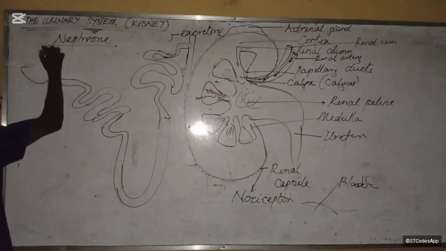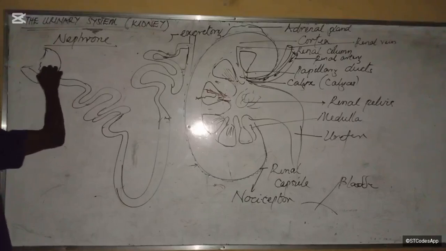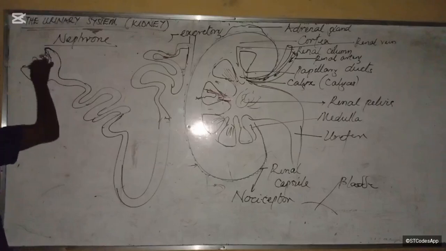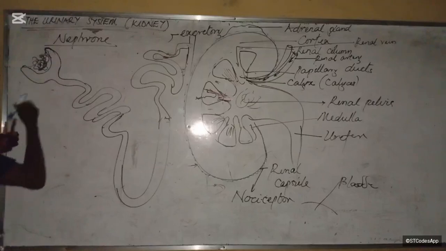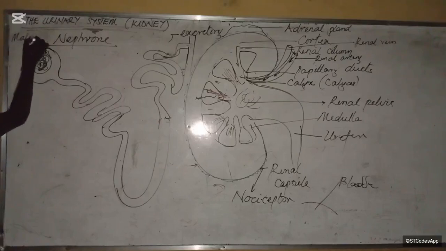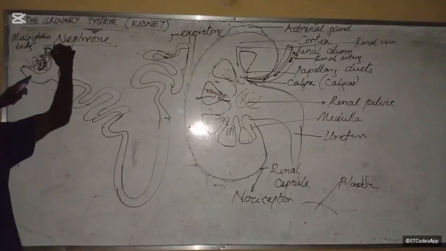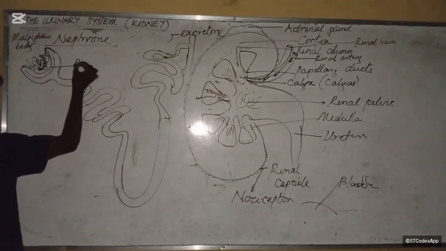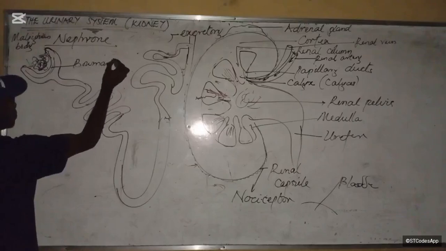The Bowman capsule. Now, inside the Bowman capsule is a network of capillaries, and this invagination here inside the nephron is known as the Malpighian body. Is that okay? Then this entire place here, we call it the what? The Bowman's capsule.